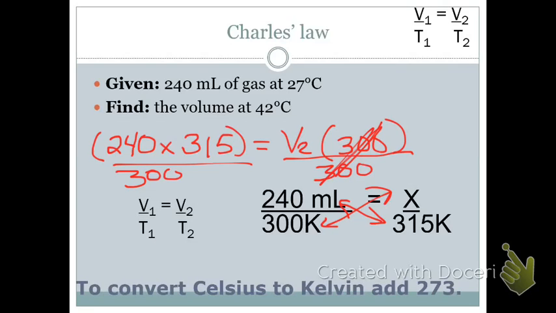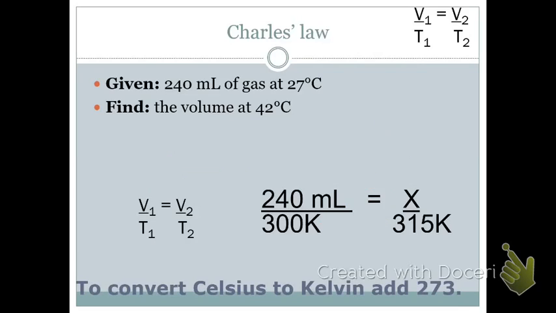So clear your calculator, open parentheses, 240 times 315, close parentheses, divided by 300, press the equal sign, and let's see if you get this answer. Did you get 252? If so, you're doing fine. And since I asked you for the volume and I gave it to you in milliliters, then you give me back the answer of the volume in milliliters. Okay?